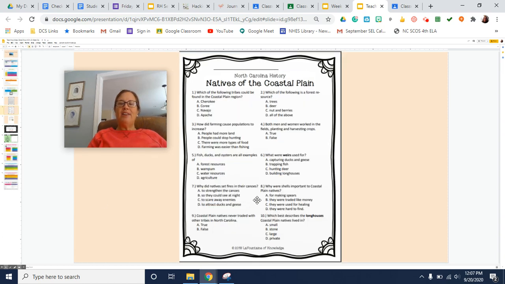Welcome back. The correct answer for number 8 is letter B. They were traded like money. Wampum. Number 9, coastal plain natives never traded with other tribes in North Carolina. Is this true or false? Let's look.